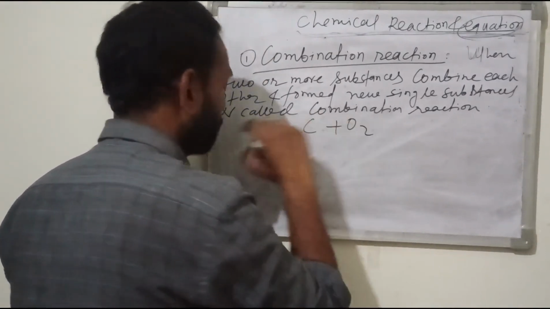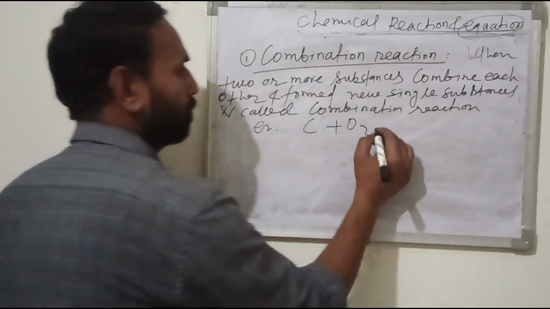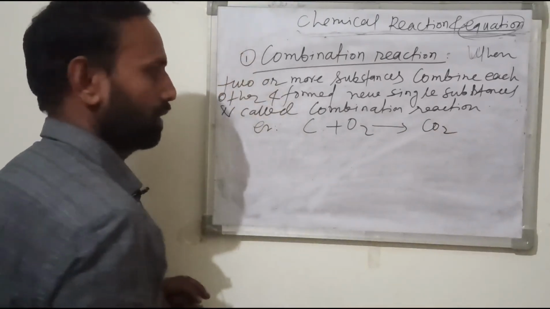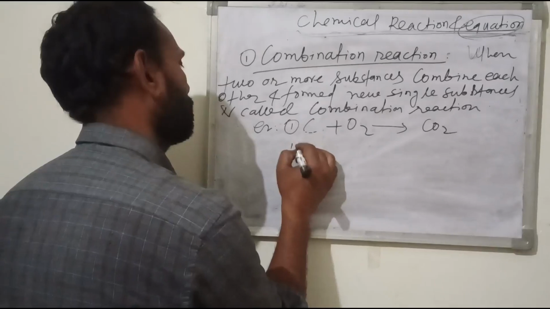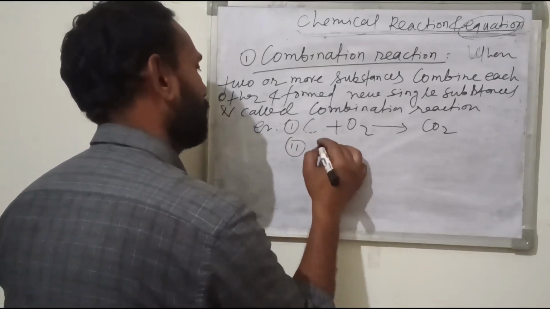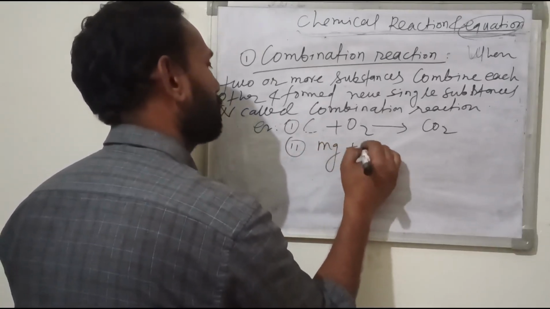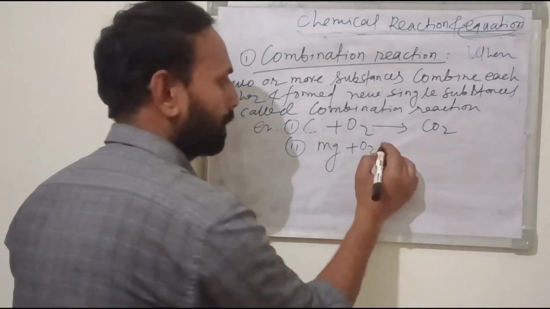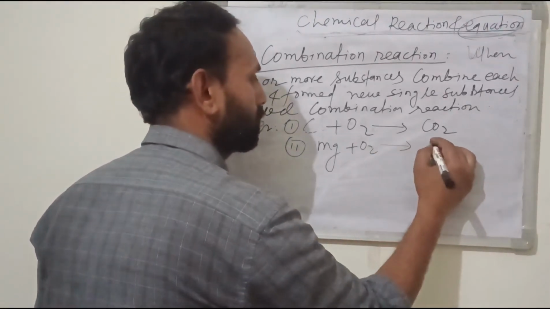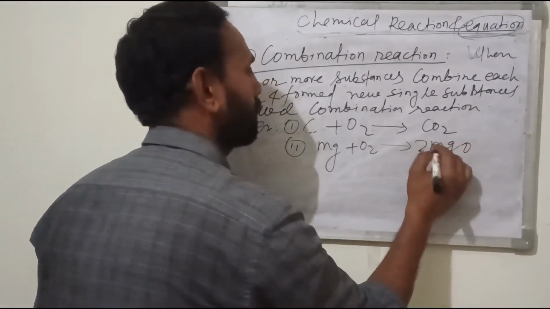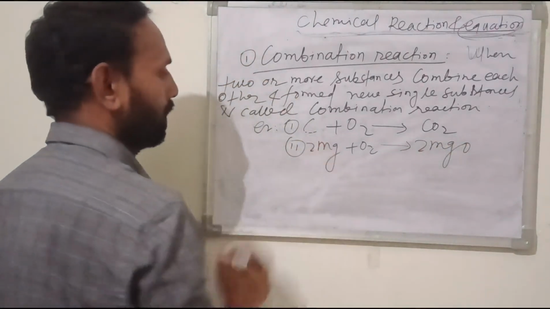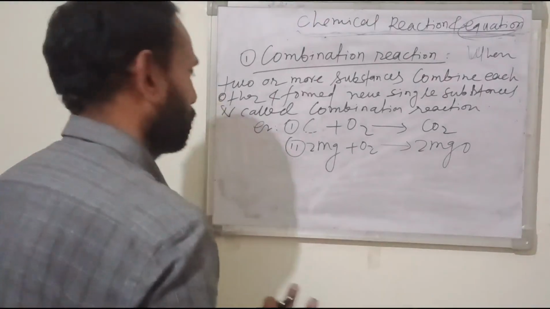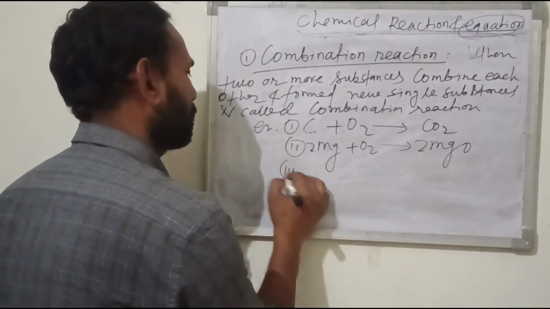Carbon and oxygen combine each other and form it one new single substance, carbon dioxide. This is the combination reactions. Second, you can give the second examples. Magnesium plus oxygen, two substances here and combine each other and form it one new substance, magnesium oxide. Okay, you can take here 2 for the balance of the equation.